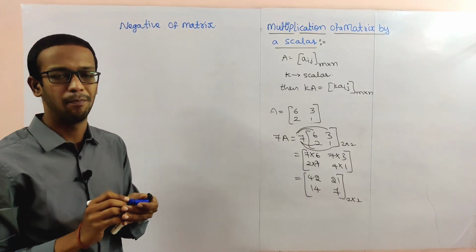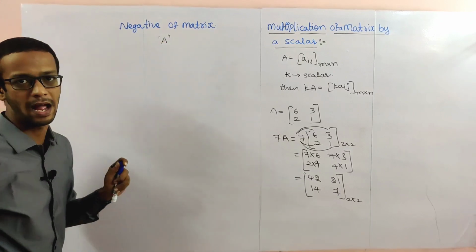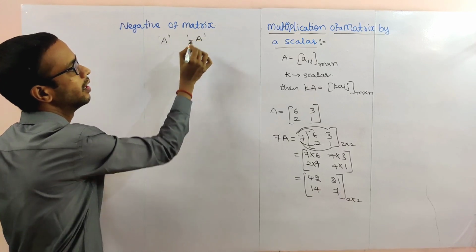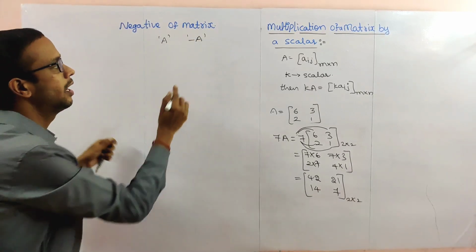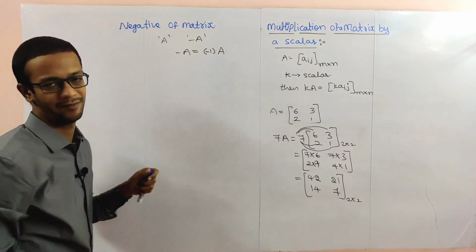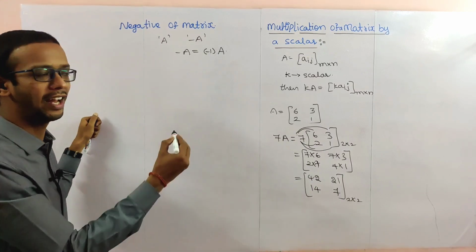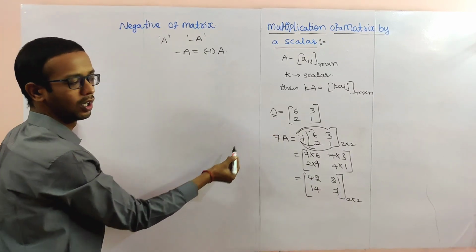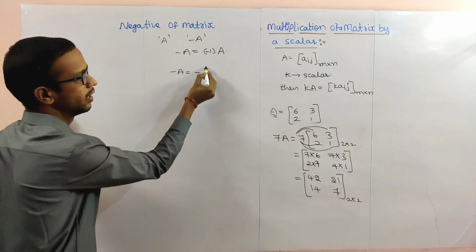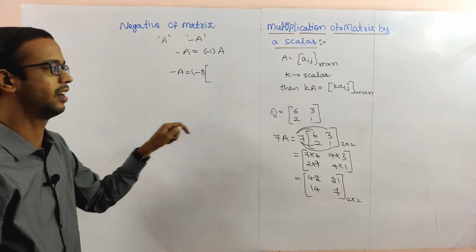Negative of a matrix. For example, A is the matrix. The negative of a matrix is nothing but minus A, denoted by minus A. Minus A is nothing but minus 1 into A. We'll see one example, this same example only. Matrix A. Negative A means negative 1 into A. No need to write that here, but writing it gives you clarity.